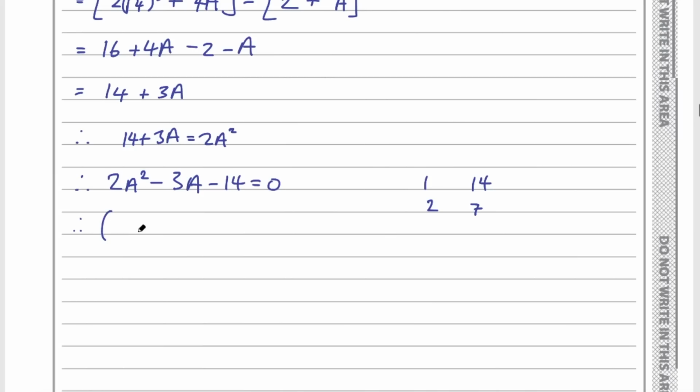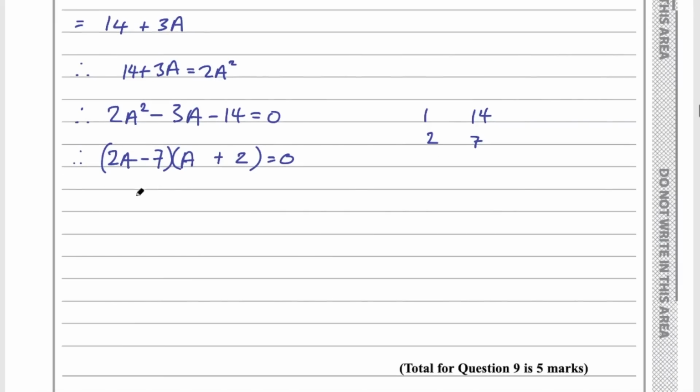So therefore 2a and a go in the front of the brackets. And then we've got a plus 2 here to multiply by 2a and a minus 7 here. Okay, so if you expand that out, you'll get 2a squared minus 3a minus 14. And so therefore, we have some values of a. So a could equal positive 7 on 2, or it could equal minus 2.